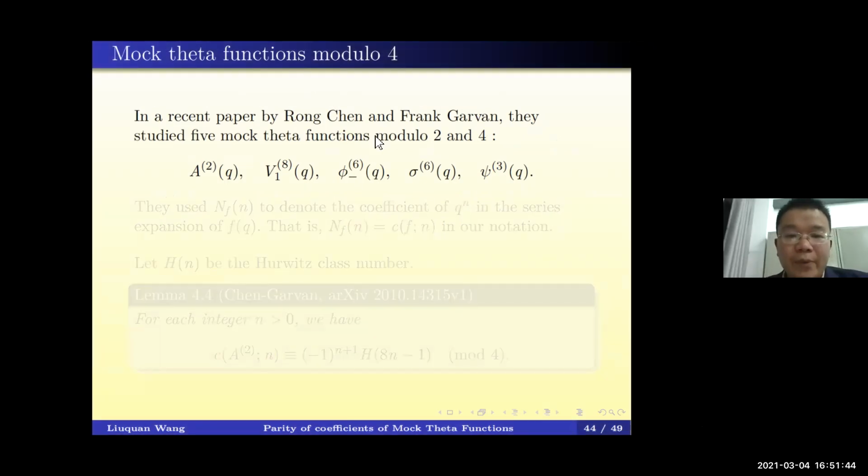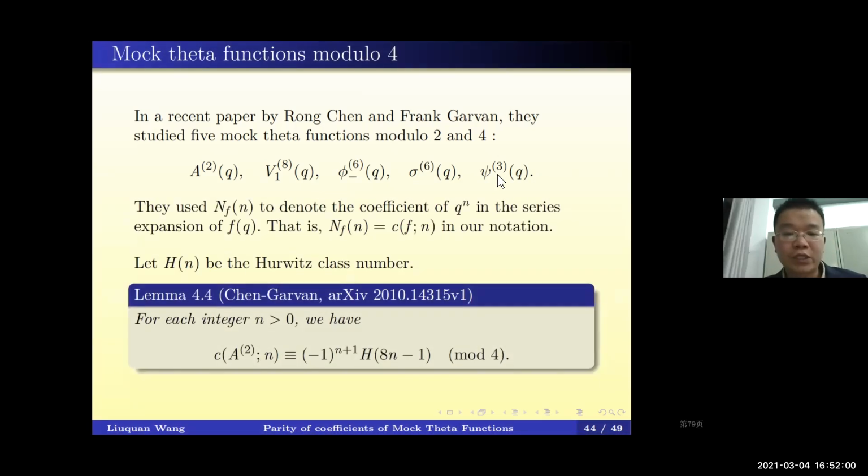In a recent paper by Rong Chen and Frank Garvan, they have actually studied 5 Mock theta functions modulo 2 and 4. They studied the functions A of q, V1 of q, phi minus q, sigma of q, and psi of q. In their paper, their notation is different from mine. They used the symbol capital N sub f of n to denote the coefficient of q to the n in the series expansion of f of q. So in our notation, N sub f of n is actually C f of n in this talk. I will convert their result to this notation.